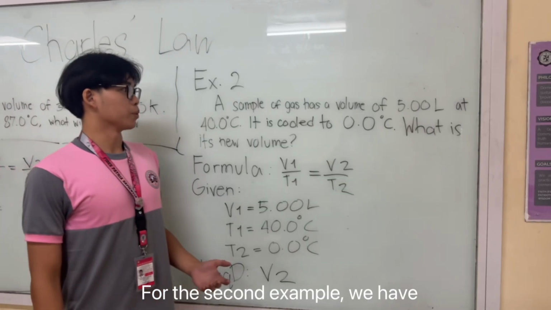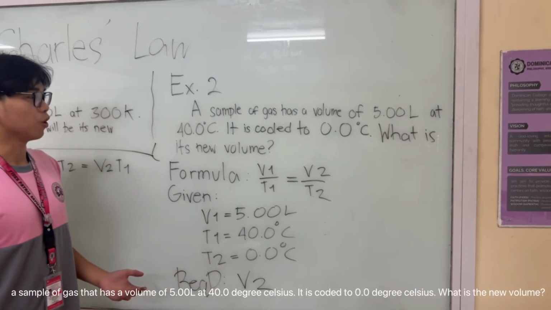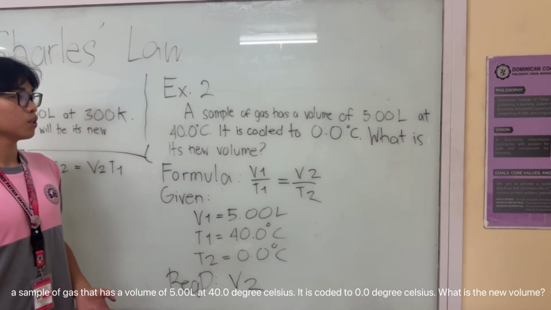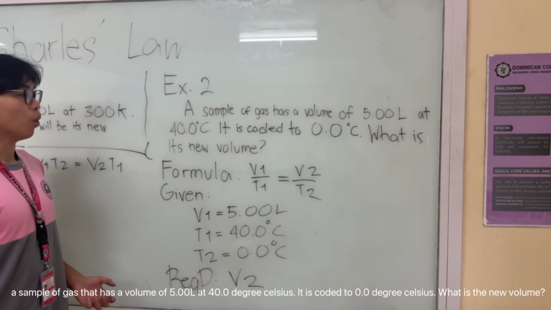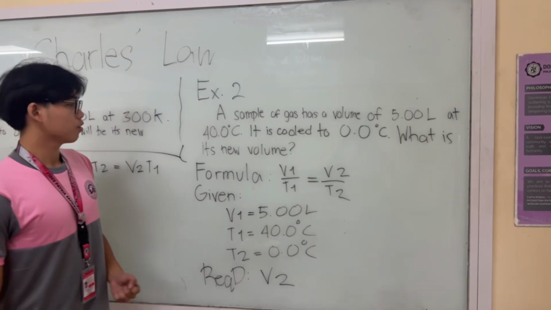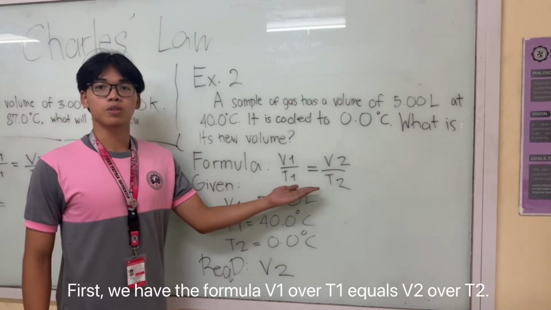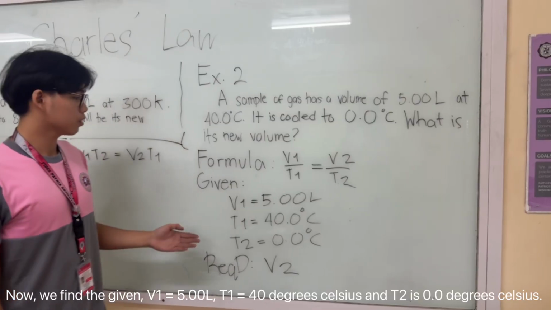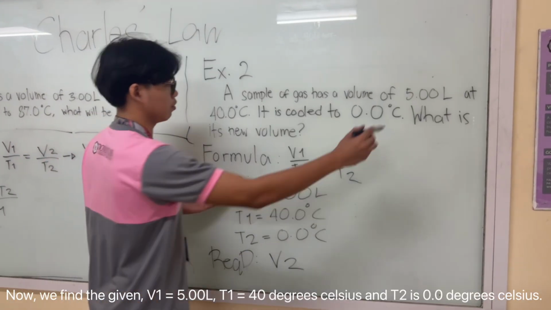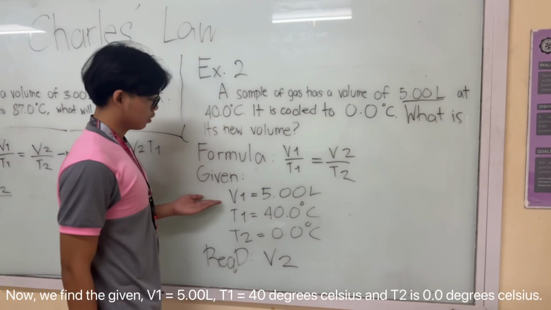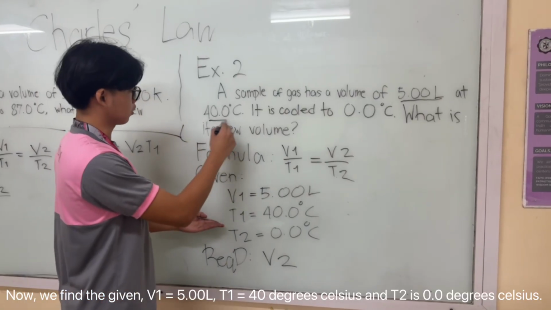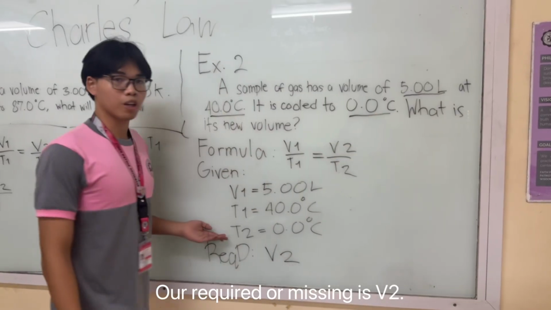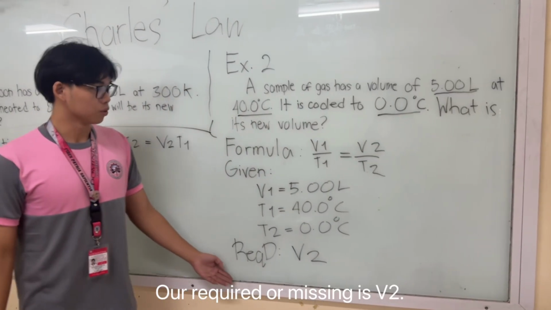For the second example, a sample of gas has a volume of 5 liters at 40 degrees Celsius. It is cooled to 0 degrees Celsius. What is its volume? First, we have the formula V1 over T1 equals V2 over T2. Now we find the given. V1 is 5 liters, T1 is 40 degrees Celsius, T2 is 0 degrees Celsius. Our required or missing is V2.